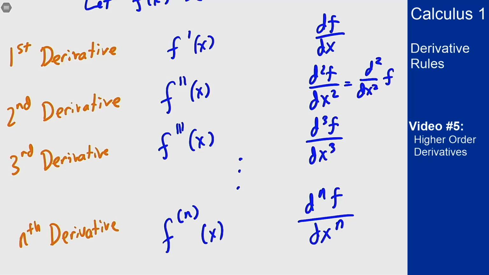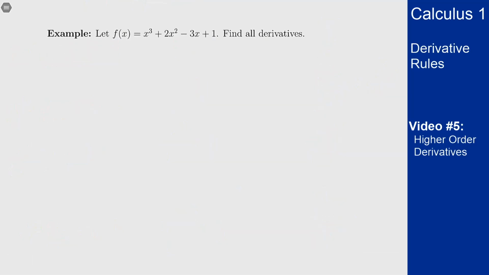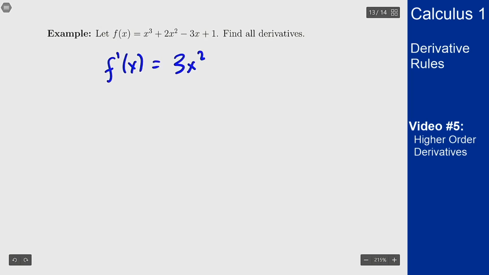of the function. As an example, let's let f of x be x cubed plus 2x squared minus 3x plus 1, and we want to find all derivatives. That means theoretically taking derivatives over and over and over again forever. We'll see in this case there's a pattern in the sense that they stop at some point. So what is f prime here? Our first derivative f prime is going to be 3x squared plus 4x minus 3.